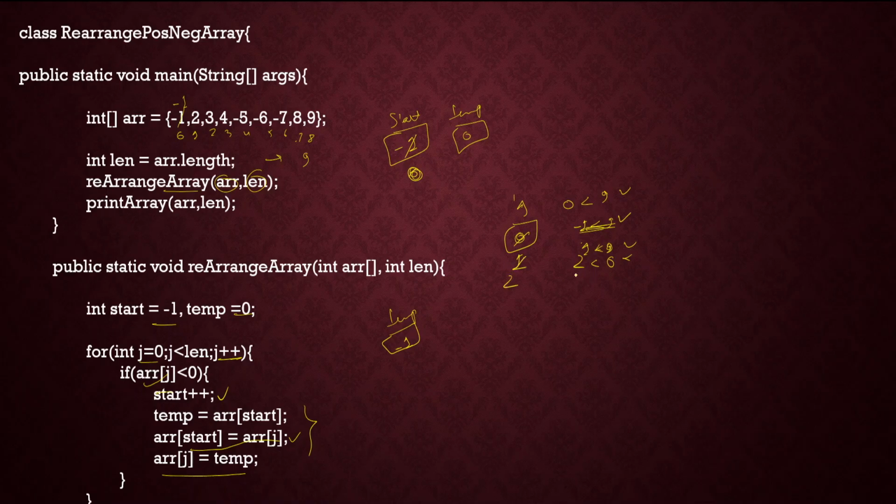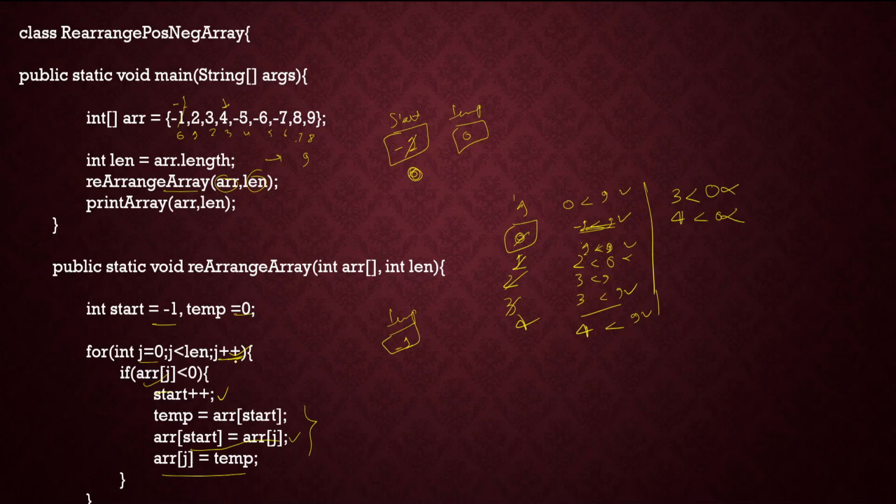No worries, 2 is less than 9. The value at index 2 is 3. 3 is less than 0. False. Increment j. j is 3 now. 3 is less than 9. Yes, it is correct. Come to the value at 3, which is 4, is less than 0? No. Again increment j, 4. 4 is less than 9.